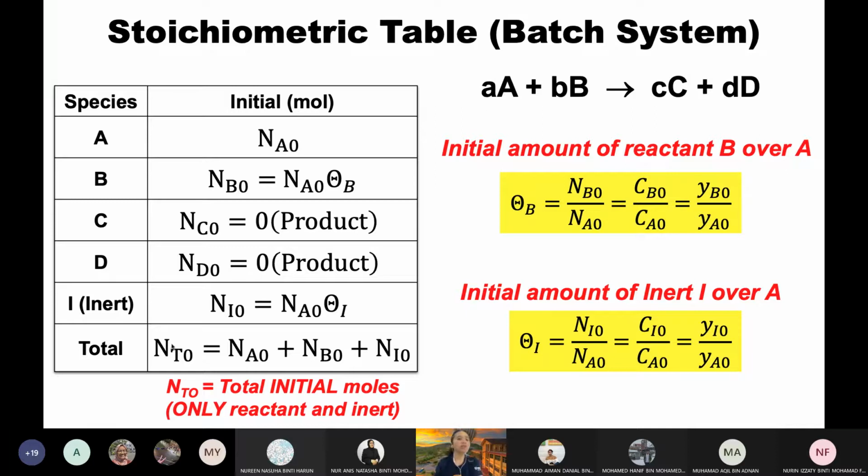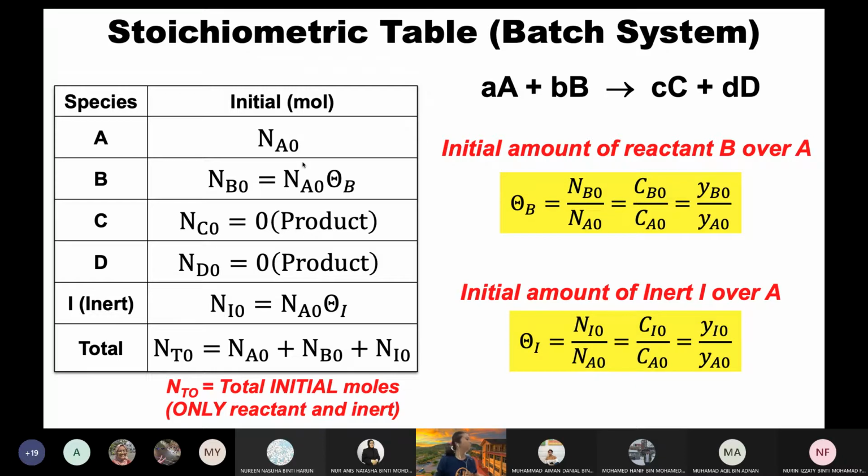So for the total moles we use N_T0. Why N_T0? T is for total, 0 is for initial, N is for number of moles. So initial total number of moles. If you look at the symbols, it looks complex, but when I give numbers, it's very easy, it's easier to understand. So N_T0 is 5 plus 10 plus 7, 22. So you write down 22 for N_T0. N_A0 is 5, N_B0 is 10, and N_I0 is 7. So you sum them up and you get your N_T0.